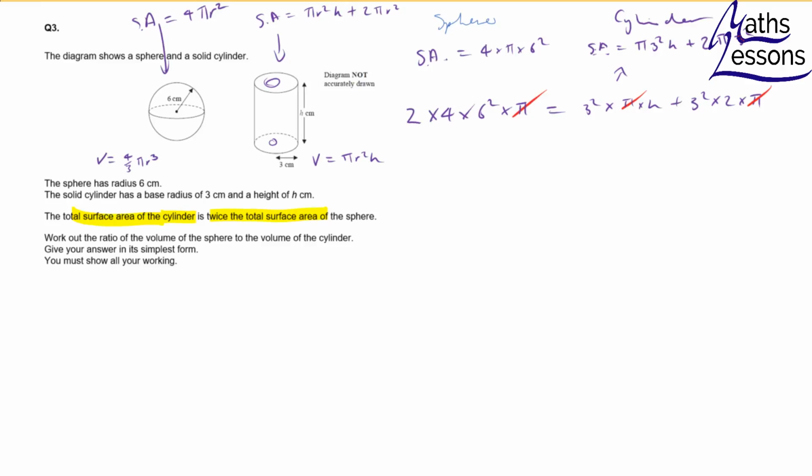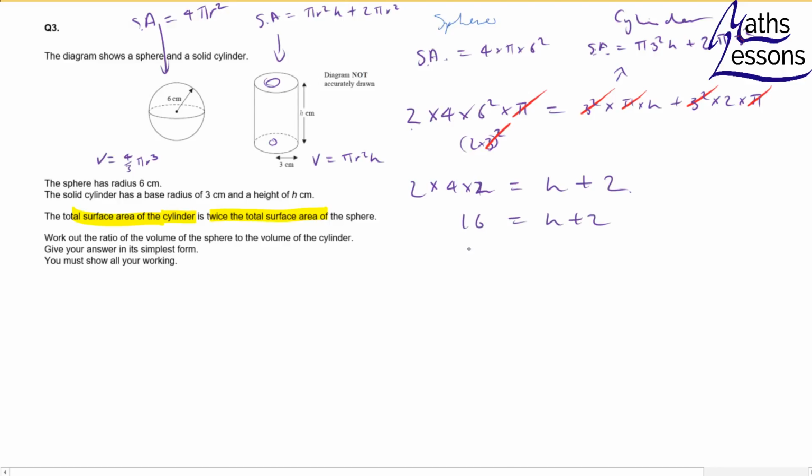Now how can I see that? Well, 6 squared is just 2 squared times 3 squared. So if I cancel out that 3 squared, that 3 squared and that 3 squared, that will leave me just 2 squared here. So I've still got the 2 times the 4 times the 2, that's all I've got on that side, equals h plus, left over here, just the 2. So 2 times 4 times 2, so that's 4 times 4, 16, equals h plus 2. So I know that h is equal to 14.